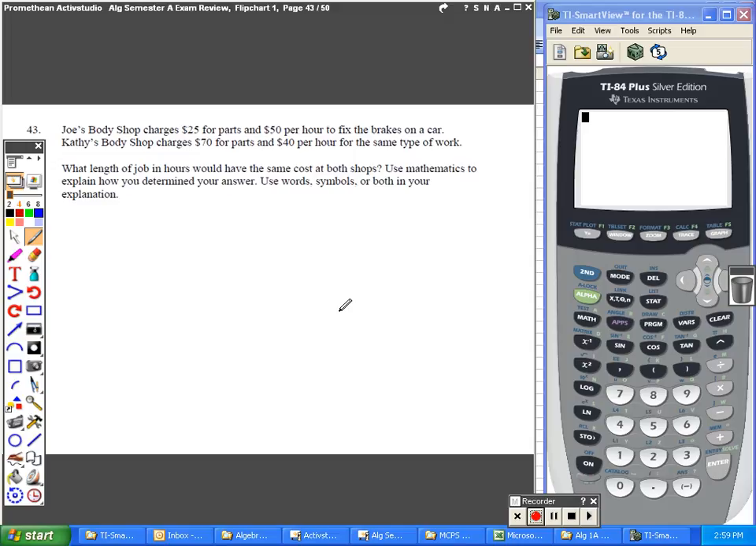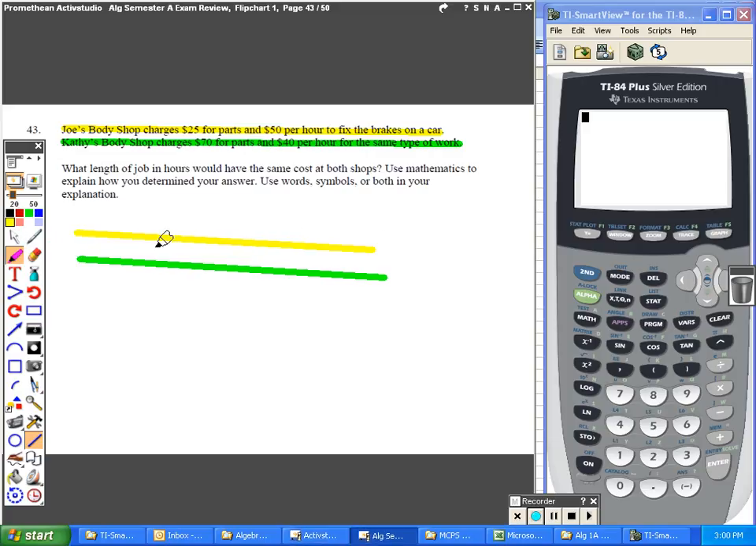Question number 43. In order to do this problem, I'm going to look at one sentence at a time. The first sentence is going to be one equation, and the second sentence is going to be a different equation. So let's start with the first sentence.